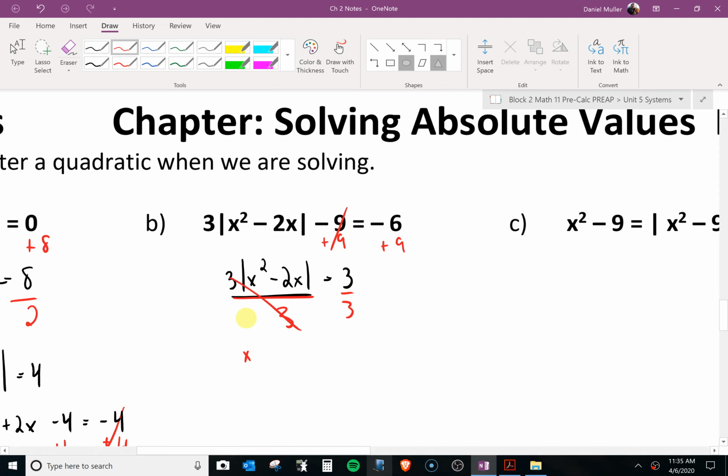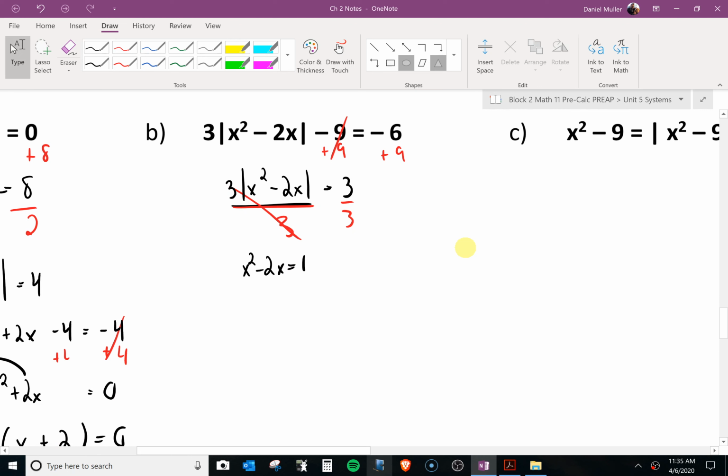X squared minus 2x is equal to 1. Now, these are in absolute values. So we're okay if the inside, which is x squared minus 2x, was equal to 1, but we'd also be okay if it equals negative 1. Those are our two options.